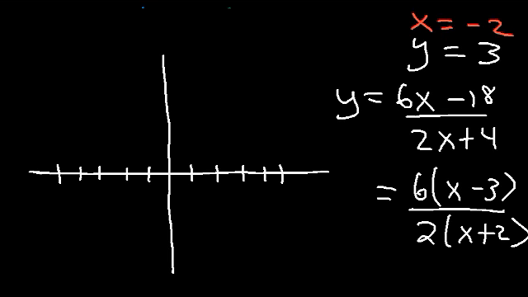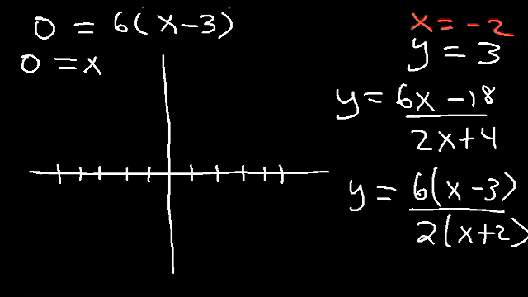Because we have x plus 2 in the bottom, the vertical asymptote is going to be negative 2. You could simply switch the sign from plus 2 to minus 2. Now notice that we have an x minus 3 on top. That means that the x-intercept is going to be 3. To find the x-intercept, you need to set the numerator equal to 0. So if you set 0 equal to 6 times x minus 3, and divide both sides by 6, 0 divided by 6 is 0. So 0 equals x minus 3. If you add 3, x is 3. So that's the x-intercept for the function.